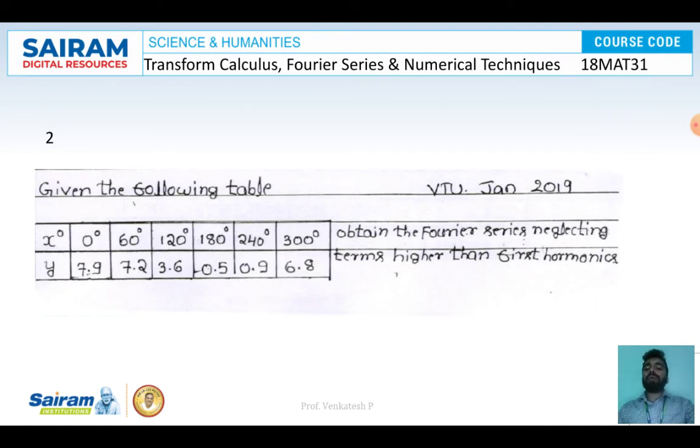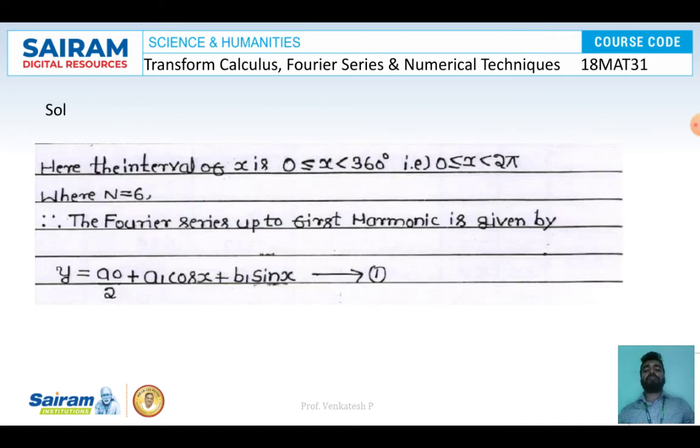Example number 2. The problem is given like x in terms of degrees: 0, 60, 120, 180, 240, 300. Y is given like 7.9, 7.2, 3.6, 0.5, 0.9, 6.8. So we have to find the value of only the first harmonic with the help of the Fourier series. So the first harmonic is the same as the previous problem. We'll be finding a0 by 2, a1 cos x and b1 sin x.